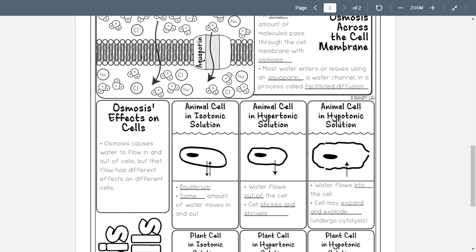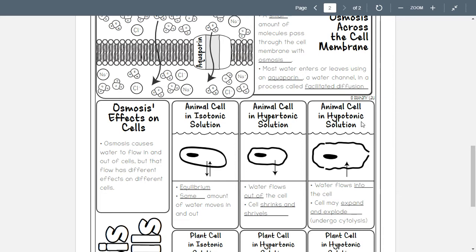Animal cells in a hypotonic solution. That means they're in a low salt solution. So hypotonic implies that the solution of salt outside the cell is lower than the solution of salt inside the cell. So salt is going to suck. There's a higher concentration of salt inside the cell. It's going to suck the water inside the cell, causing it to explode.